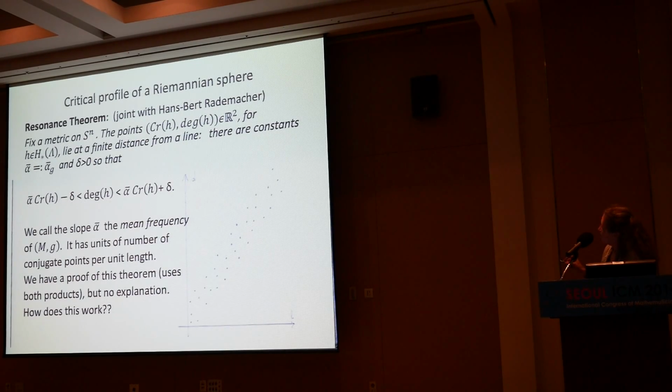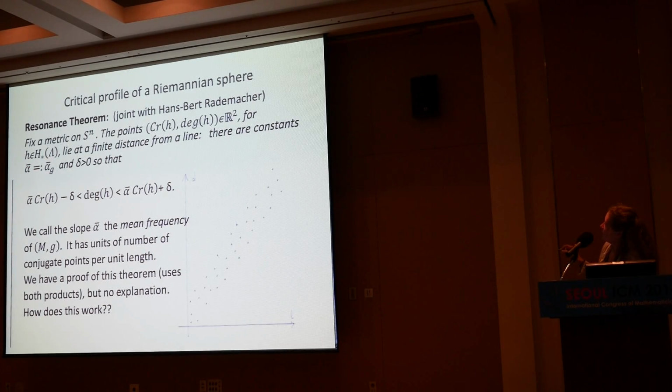Now, here's a theorem that was proved by myself, joint with Hans-Bert Rademacher. What we proved was the following: if the manifold is actually a sphere with any metric whatsoever, then the same points that I described before, the points of this form, critical level of H, comma, degree of H, they actually lie at finite distance from one line. They don't spread out.